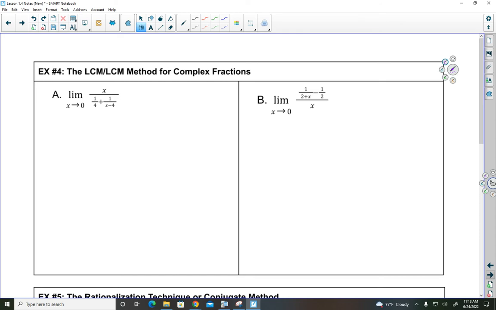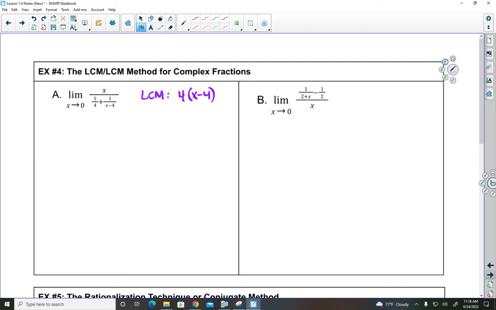Okay. Another method we can use to evaluate limits analytically is the LCM method for complex fractions. This is quite an interesting one with the algebra. Use this anytime you have division of another fractional, sum of fractions at that, okay? So when we look at what's in the denominator, 1/4 plus 1 over x minus 4, we're going to look at the lowest common multiple of those denominators. And so that LCM is really going to be those two denominators multiplied.